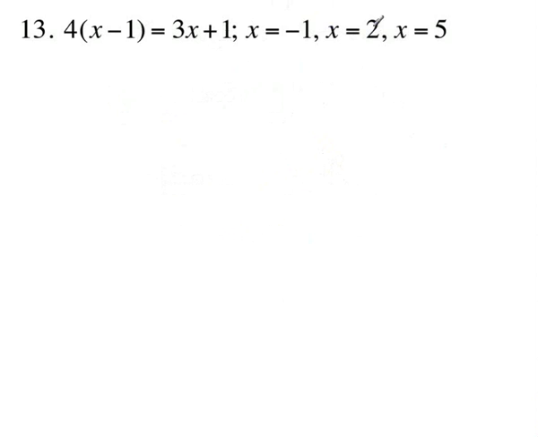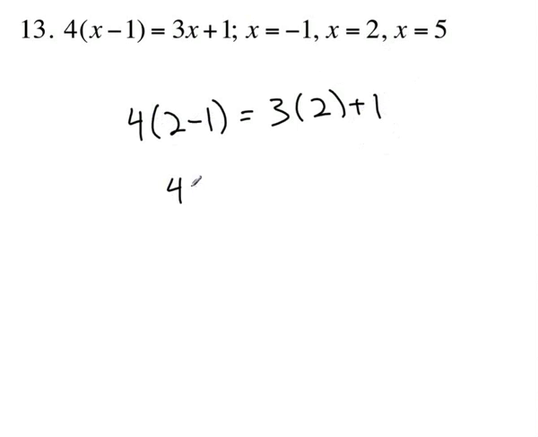So the next one here is 2. So we're going to do the same thing, but this time with 2. Plus 1. So this becomes 4 times 1 equals 6 plus 1, which ends up becoming 4 equals 7. And we know that doesn't work because 4 will never equal 7. So let's erase that.